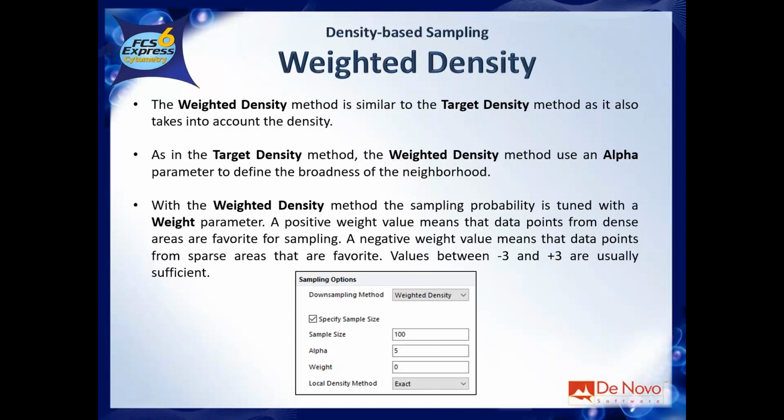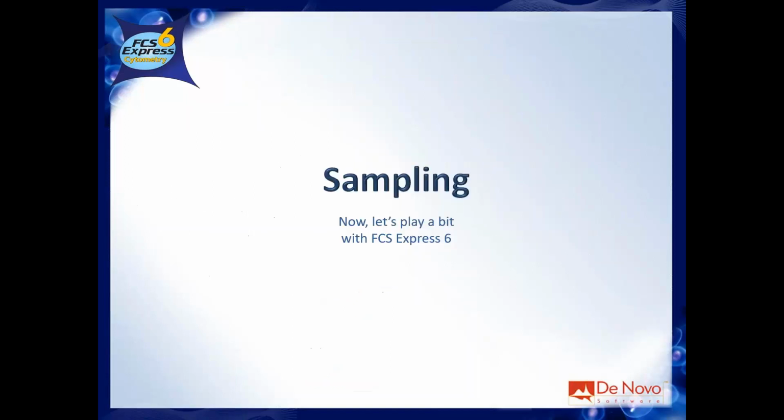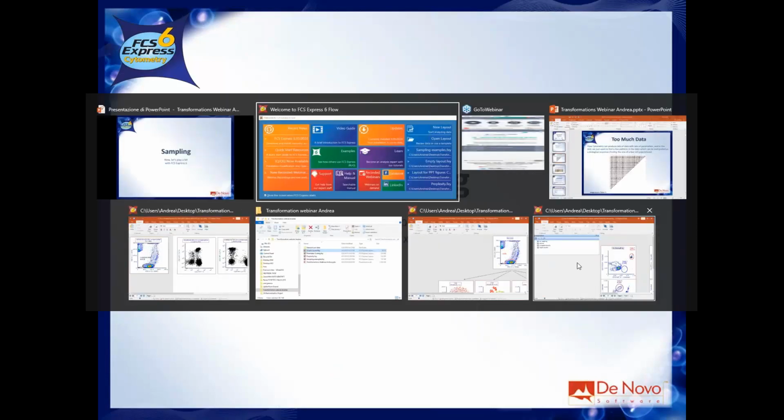If you use a positive weight, like 1, 2, 3, or 10, you will have an increased chance to sample abundant events, so events from dense areas. Usually you want to increase the chance to sample rare events, so you will usually use negative weights. The minimum value for weights is -10, the maximum is +10. So let's have a look at what happens in FCS Express.